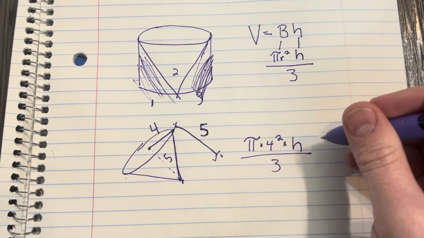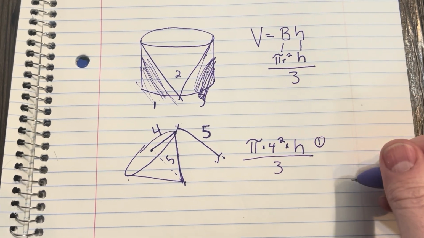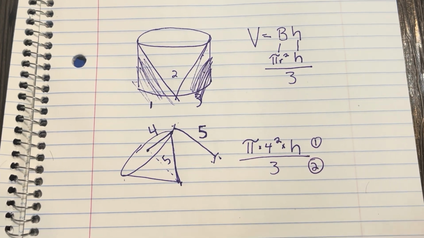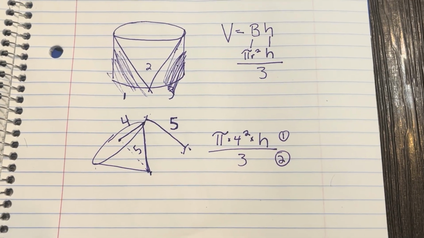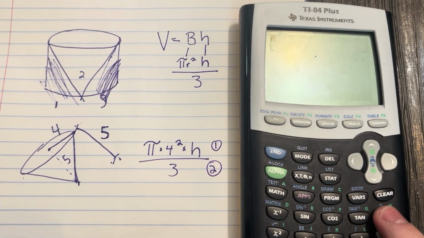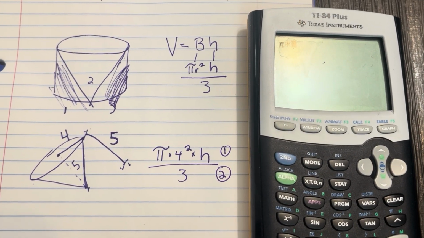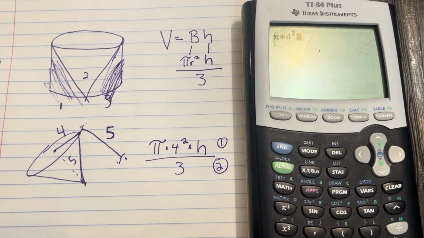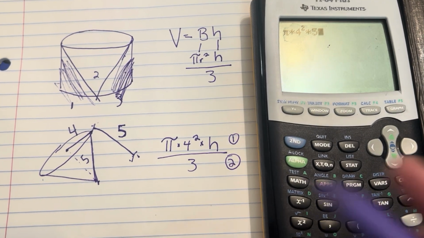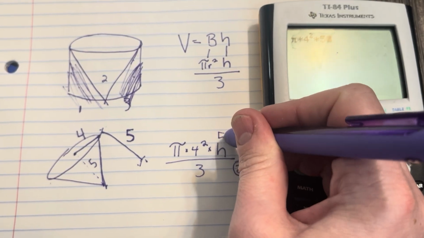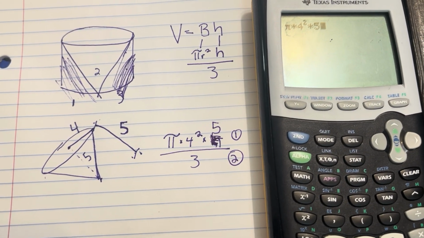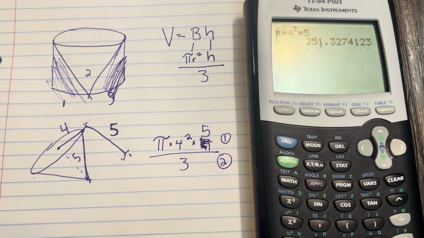Okay, so let's do this in pieces. Okay, I'm going to do the top part first. Then when I get my answer, then I'll divide by 3 as my second part. Okay, so let's get the calculator and let's see how this works. Okay, so first I'm going to take pi times 4 squared times the height, which is 5. Oops, I forgot to write 5 down right there. I should have had the 5 instead of the h. Whoops. All right, so I've got all of my numbers and I got an answer.